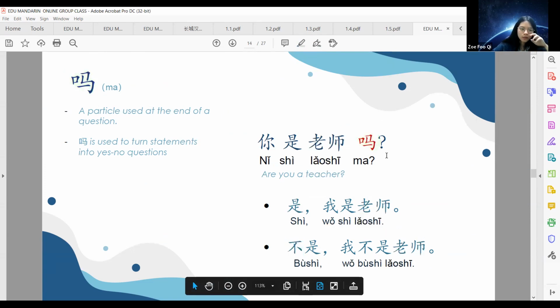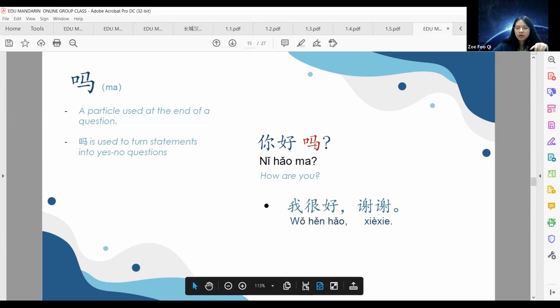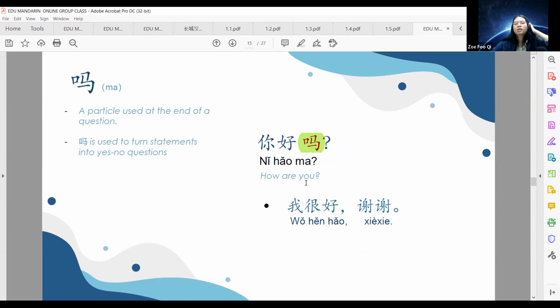The second one also, 你是老师, you are a teacher or not. So we put the ma at the back. So 是 or 不是. Okay, and then this one, 你好吗? How are you? Are you doing good or not? This one is the ma. The possible answer will be 好 and 不好. Normally we will answer with this one: I'm very good. So 我很好, I'm fine. Okay, 谢谢, thank you.